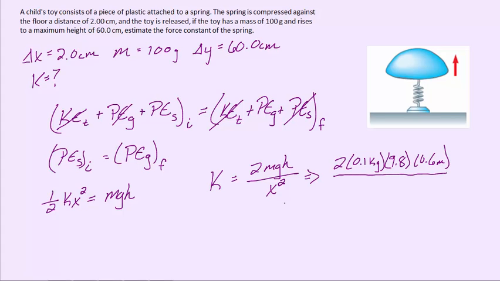divided by our displacement of the spring squared, which will be 0.02 meters squared. And so when we calculate this out, we see that our spring constant will be equal to 2,940 newtons per meter.